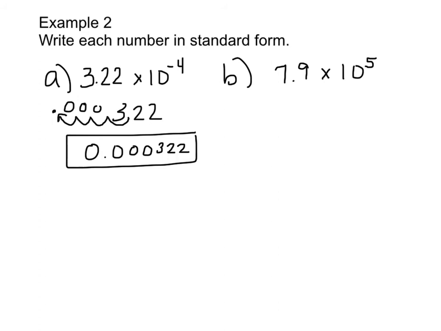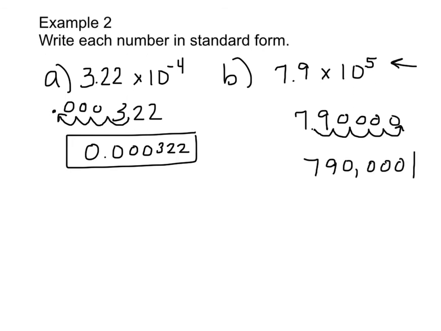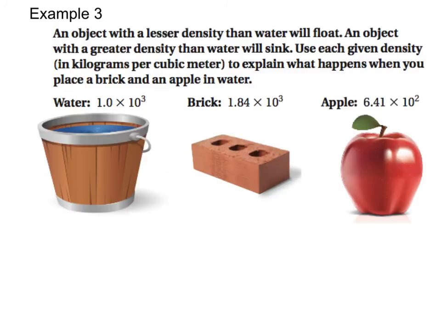In the second example, I'm going to take 7.9. Since my integer exponent is positive, I'm going to take my decimal and move it 5 spaces to the right. Since I already have one number, that means I'm going to add 4 zeros. So 790,000 would be my answer. In example 3, this is on page 439.